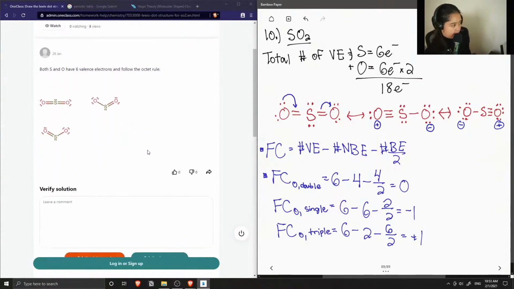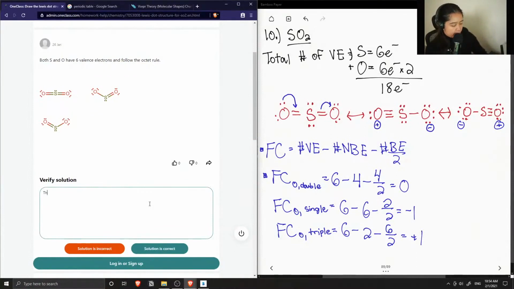And the junior tutor said the same thing. So this solution is correct.